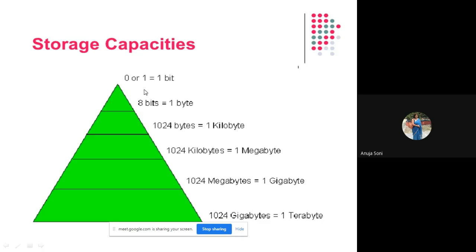Collection of 8 bits is called 1 byte, and collection of 1024 bytes is called 1 kilobyte, and collection of 1024 kilobytes is called 1 megabyte, and 1024 megabytes is considered 1 gigabyte, and collection of 1024 gigabytes is termed a terabyte.